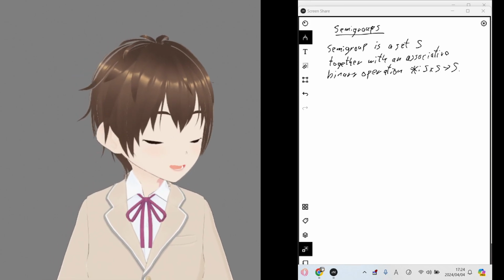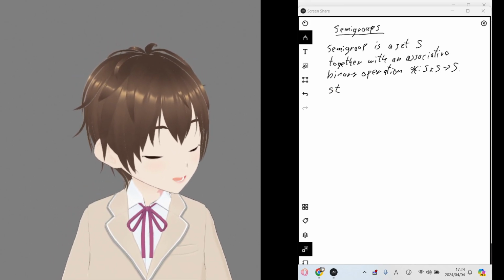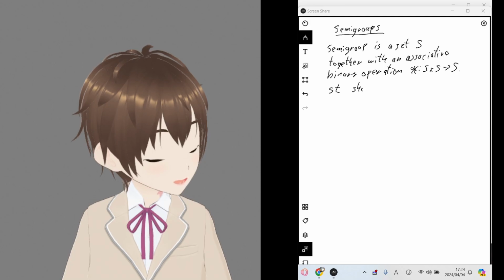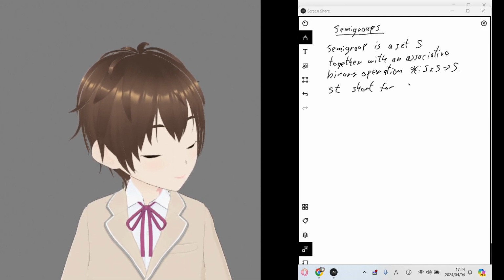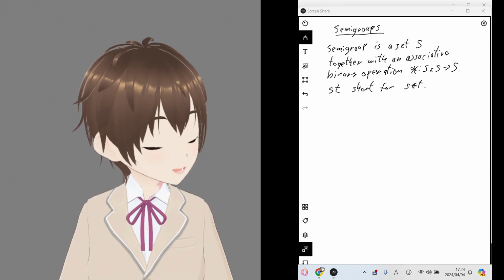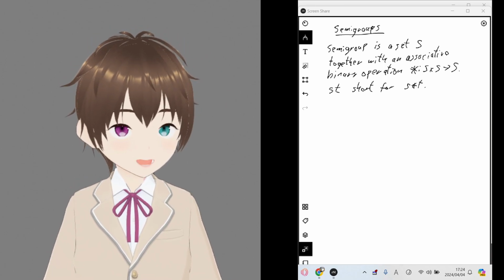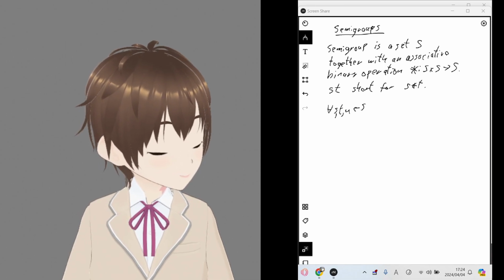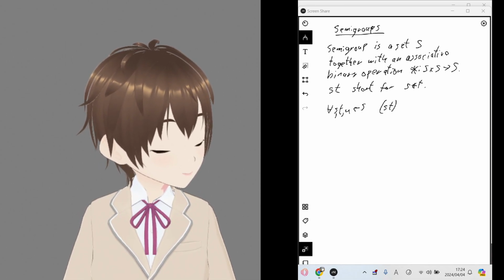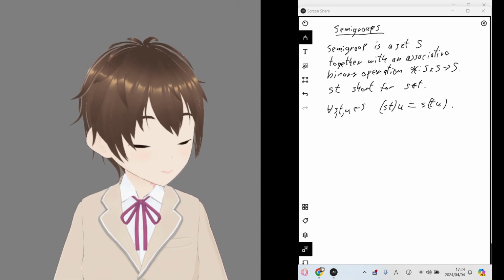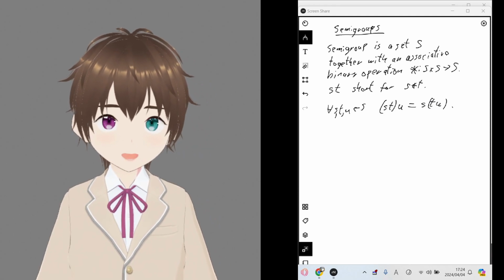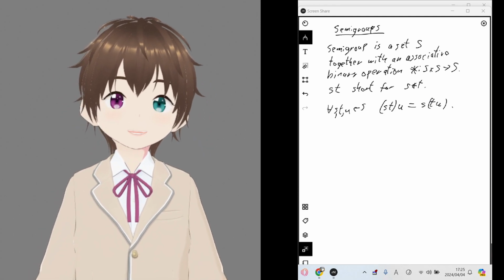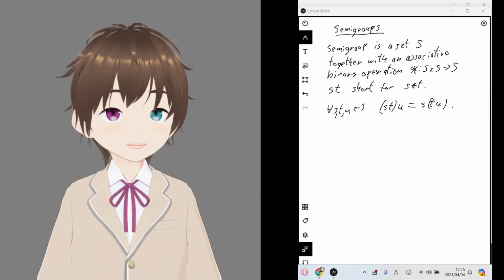And we often write st as short for s star t. This is the output of s and t. The associative condition says that for all s, t, and u in my semigroup, I have that (st)u is equal to s(tu). So what can we say about these things? Well, we can say quite a lot about these things, and there are lots of examples of them.